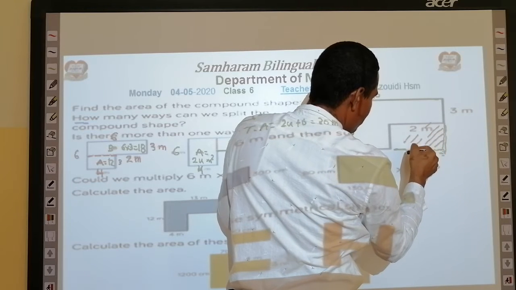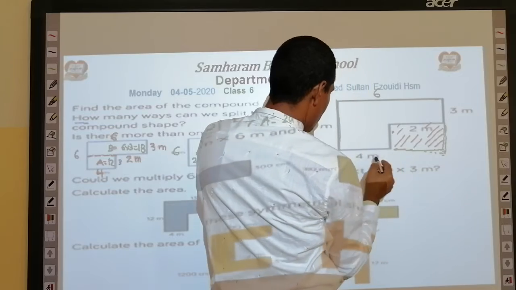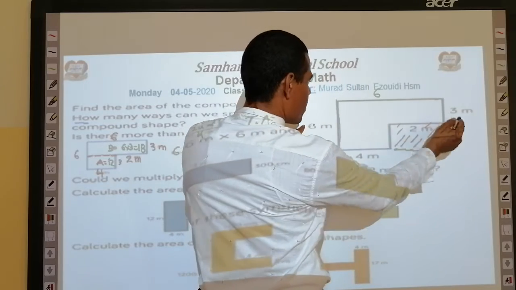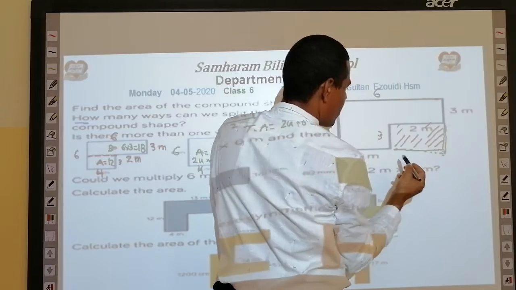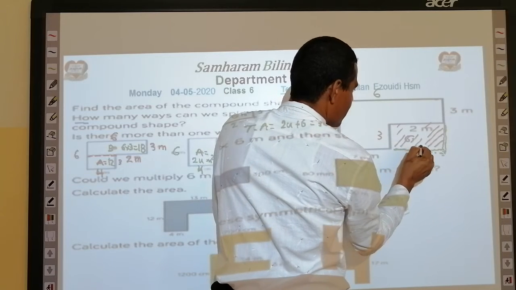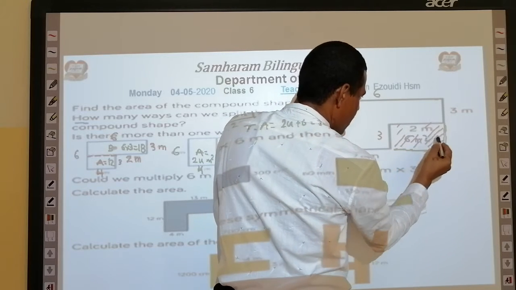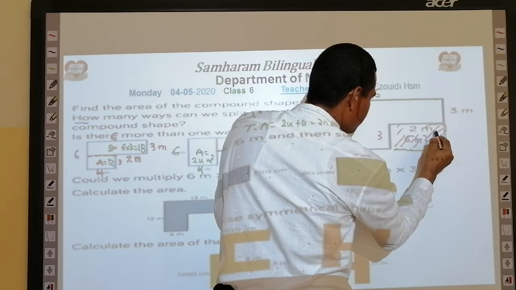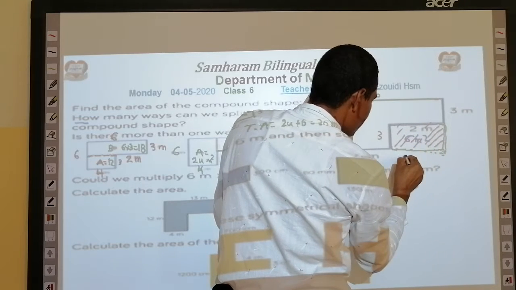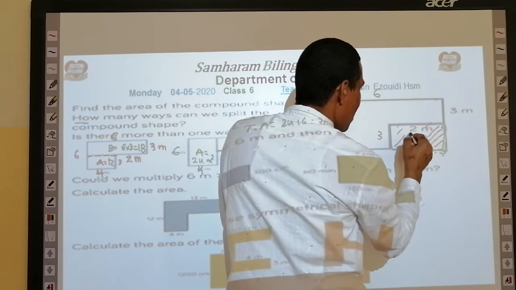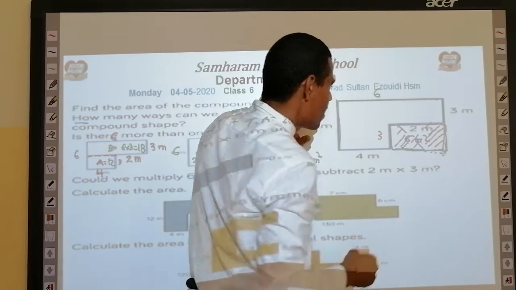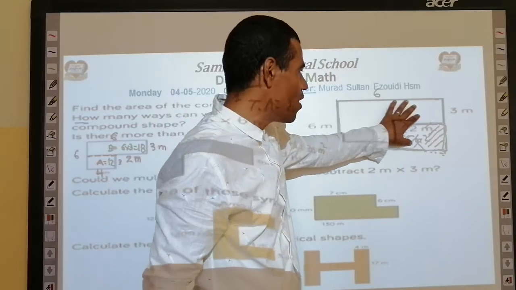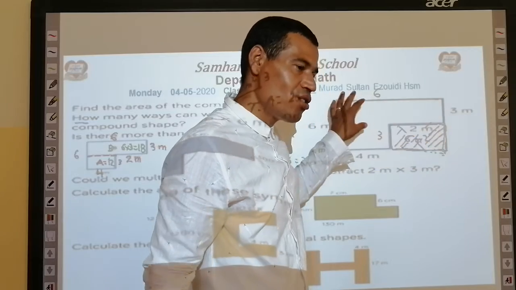And this area is what? This is 6 minus 3 gives 3, this is 3. So the area of this, my learners, is what? It is 6 meters squared. The area of this one is 6 squared. I will cancel this. Means that I will consider that we have a square.